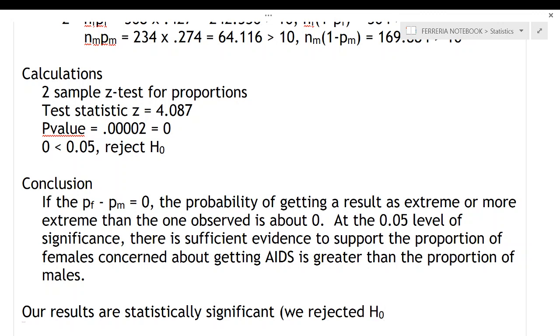So it wasn't just a vague "we can't reject." If you reject H naught, your results are statistically significant. If you fail to reject the null hypothesis, your results are not statistically significant. Statistically significant is shorthand for saying the null hypothesis is rejected.